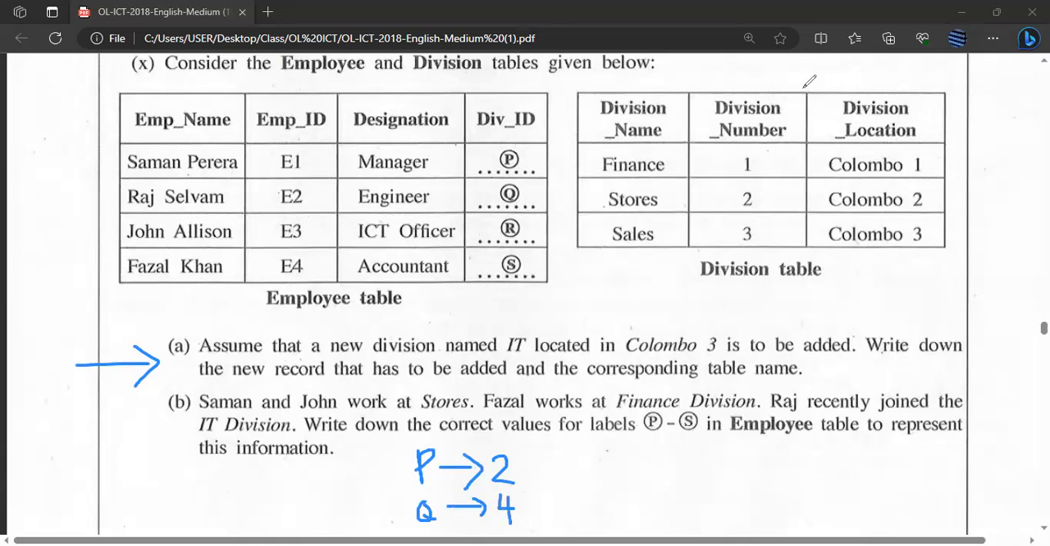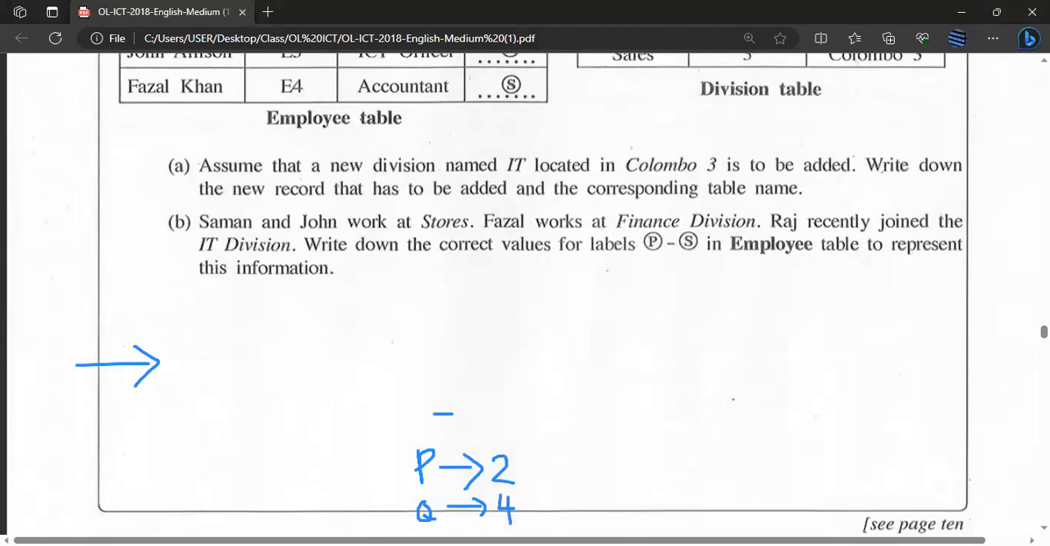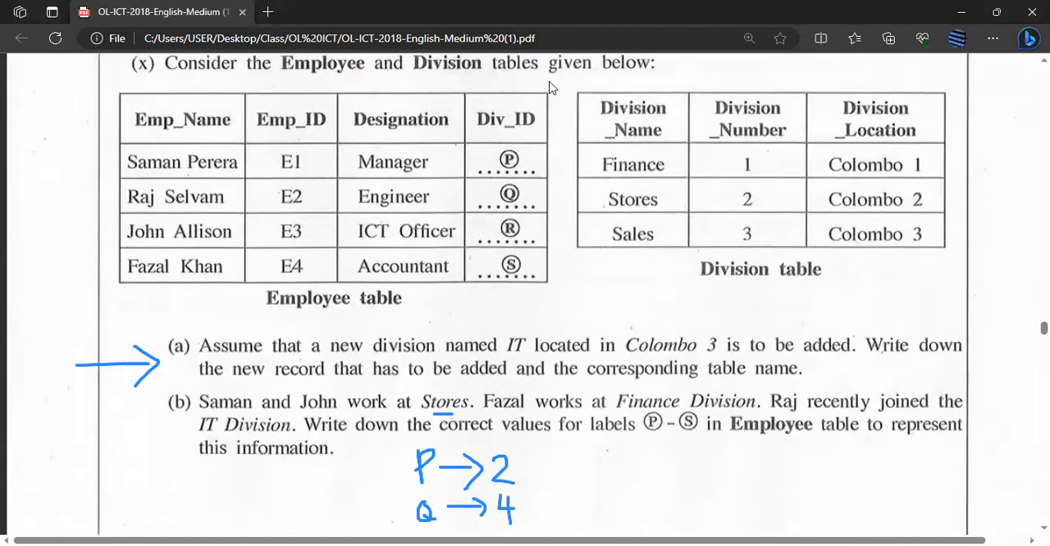Right. Then John is working at stores. So stores. The answer will be 2. So for R, the answer will be 2. Fasal works at the finance division, finance 1. So for S, the answer will be 1. Okay, that's the answer.